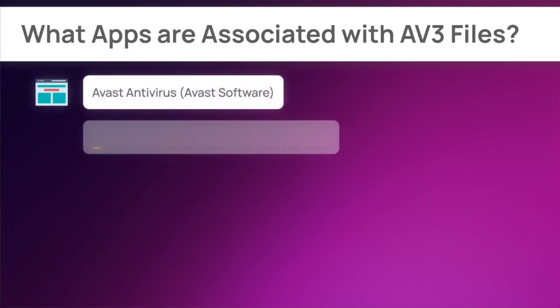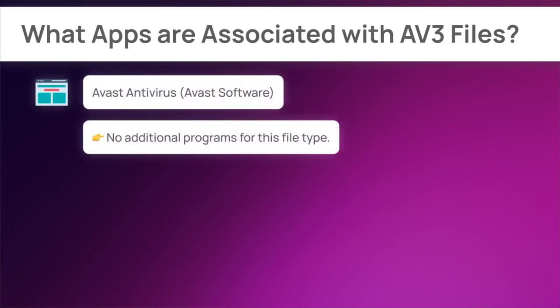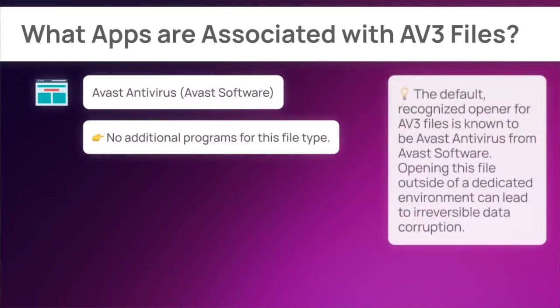The common standard viewer for AV3 is typically Avast Antivirus from Avast software. The file's embedded scripts necessitate a sandboxed environment not offered by Windows. Windows shows only basic attributes, so opening the file requires the correct key or decoding software.